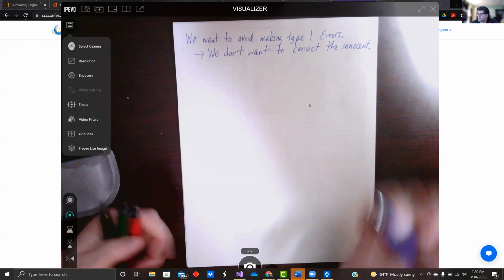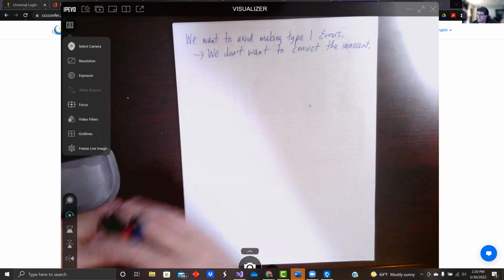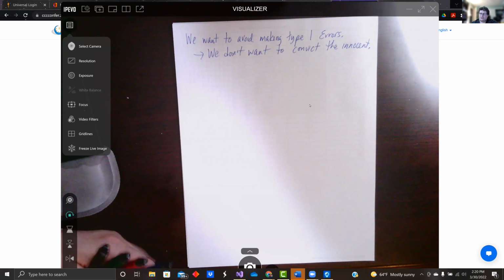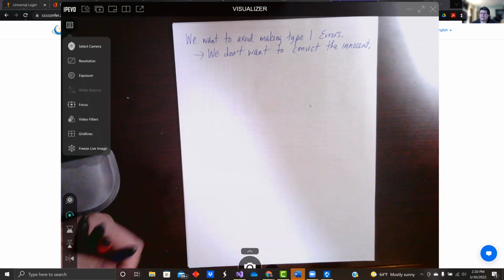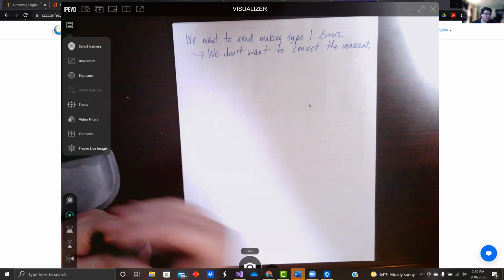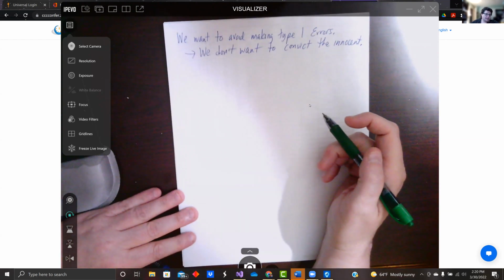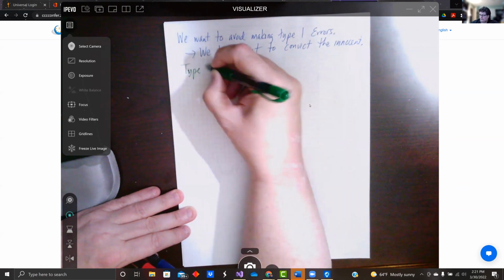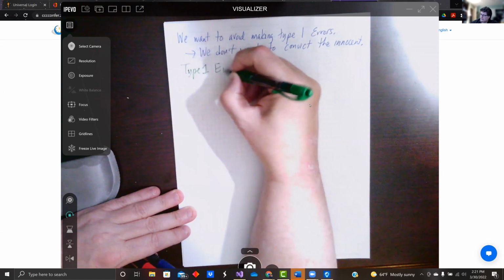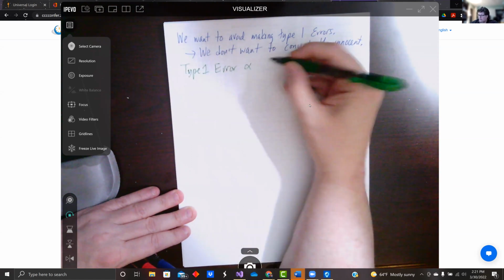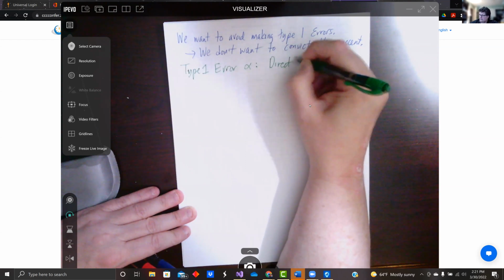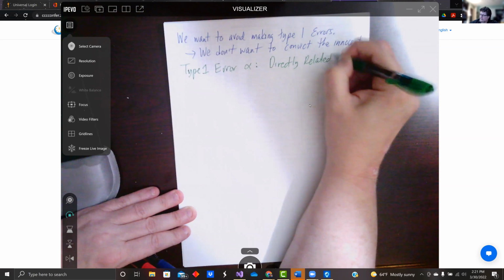It's the same correlation to statistics. We don't want to reject H naught when it's true. We don't want to reject the old information if it's true. So that's why we put this level of confidence, this high percentage on it, that we'll see. The alpha that I've been speaking of, the type 1 error alpha, is directly related to the confidence intervals.